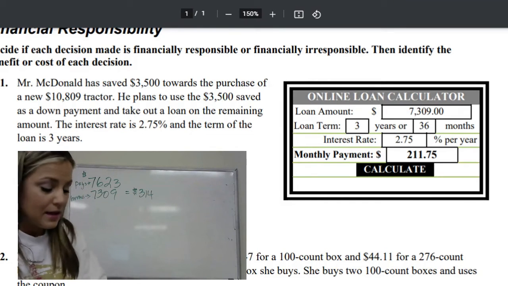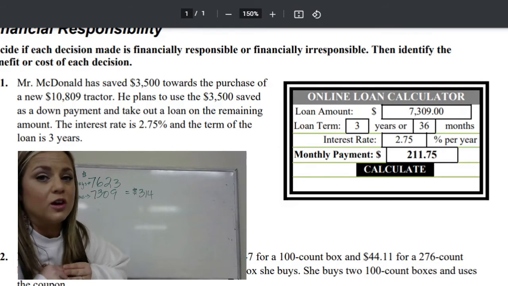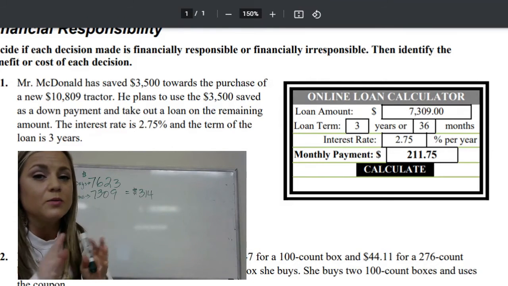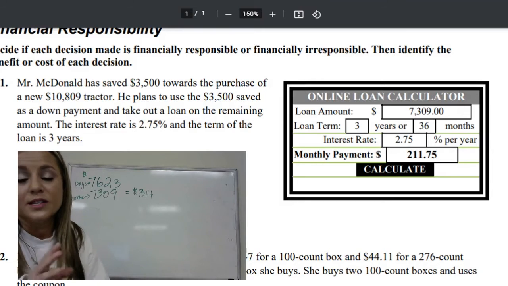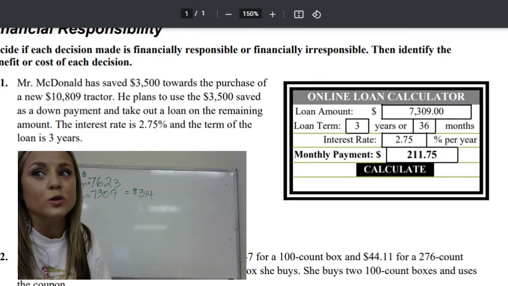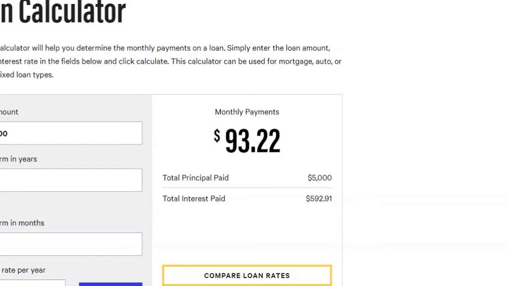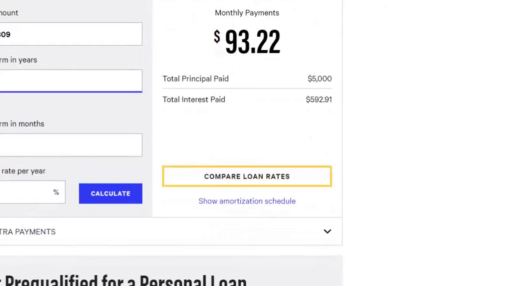All right, so let's see what it would be. I'm going to have to go to online calculator. And let's see what it would be if he did not borrow or did not have a down payment, okay? So we'll go to another screen in just a second. And this is already preset. So I'm going to reset it. So what we're buying, we're buying a $10,809 tractor. So I'm borrowing $10,809. The loan term is 3 years or 36 months. And the interest is 2.75%.